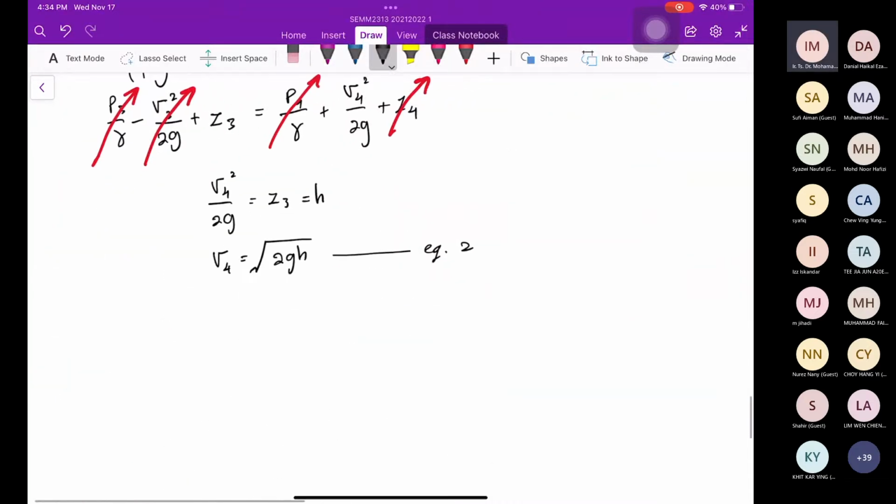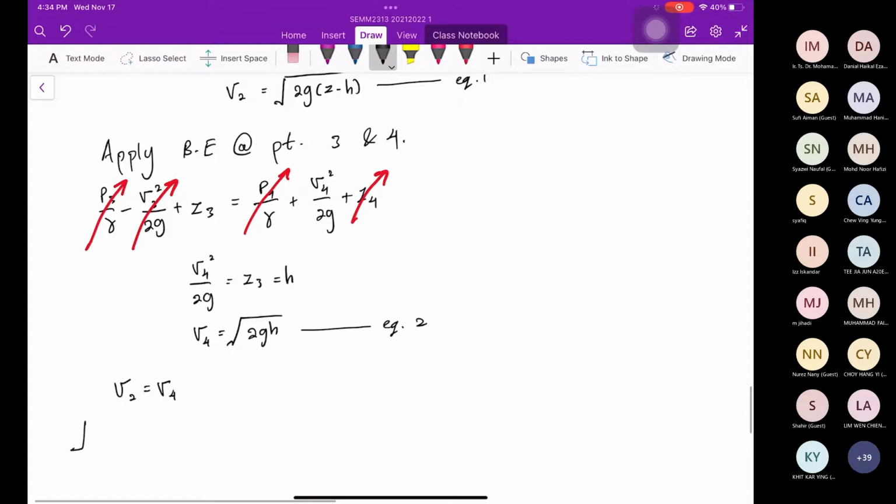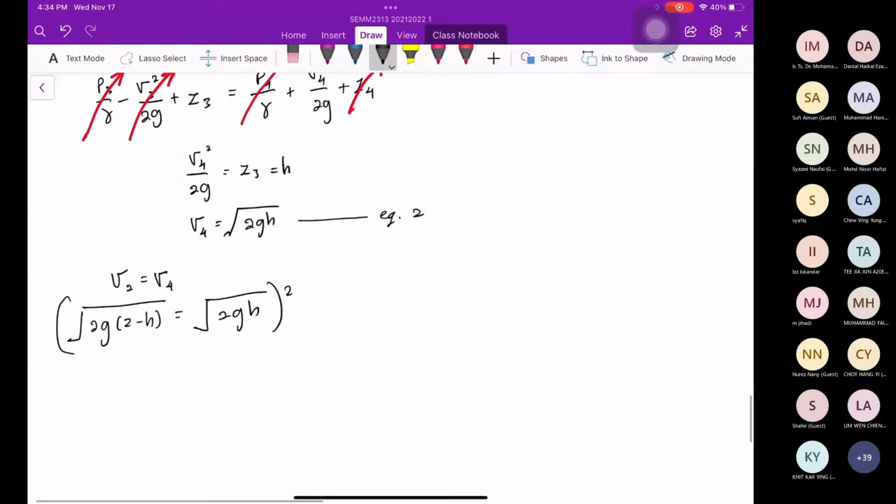So equate them. V2 equal to V4. V2 is square root 2G(Z minus H). And then V4 is square root 2GH. Square both sides. You will have 2G(Z minus H) equal to 2GH. Cancel 2G. You will have Z minus H equal to H. Thus, H is equal to Z over 2.